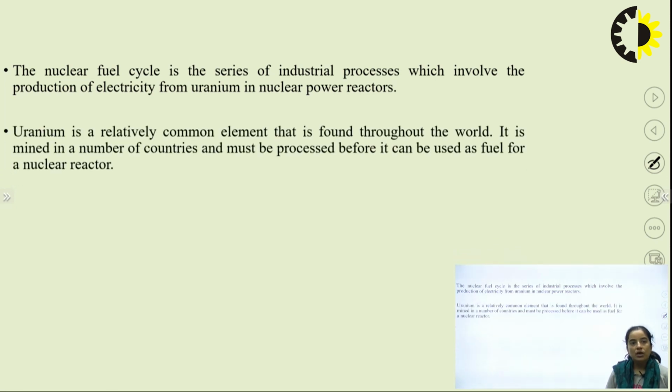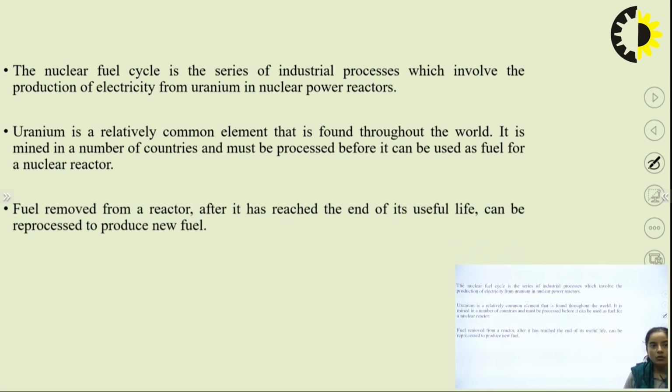Uranium is a relatively common element and it is found across the globe. It is very abundant in nature. So it is mined in a number of countries and it is processed before it can be used as a fuel for a nuclear reactor. In this processing there are various stages, and all these stages combined are called the nuclear fuel cycle. Uranium is used in nuclear reactors for producing electricity because it is very abundant in nature and available across the globe. It is a very common material.